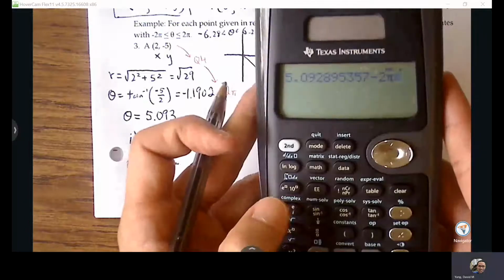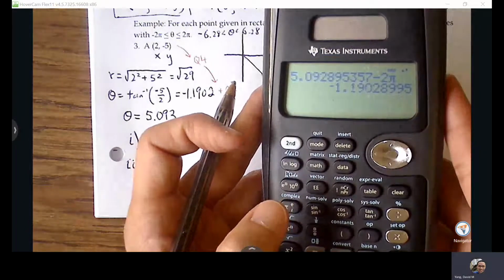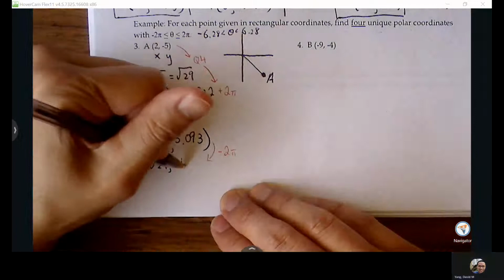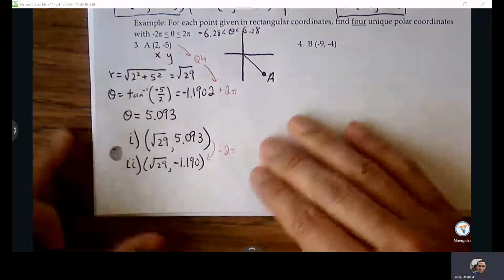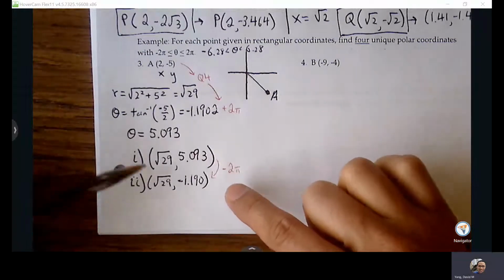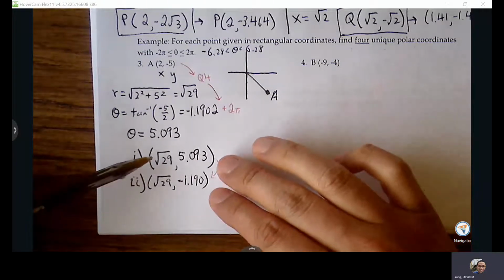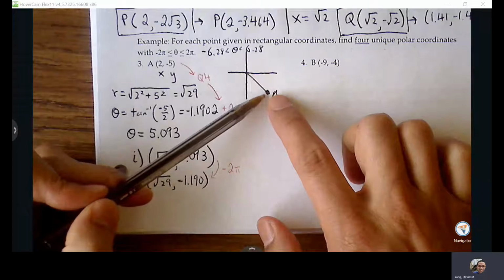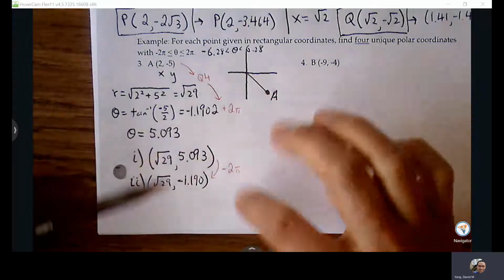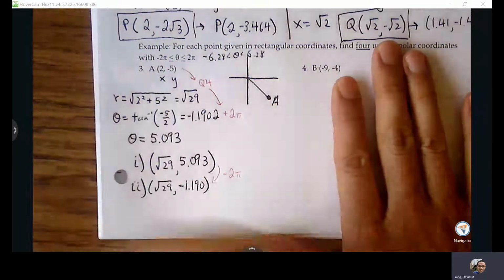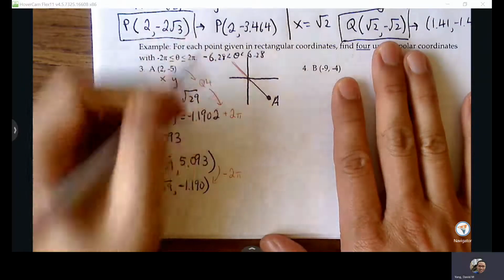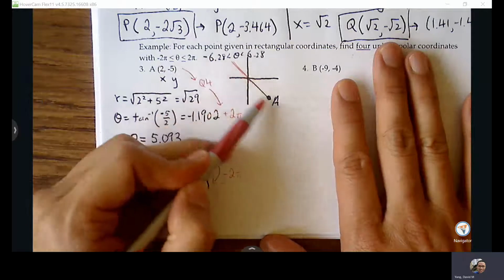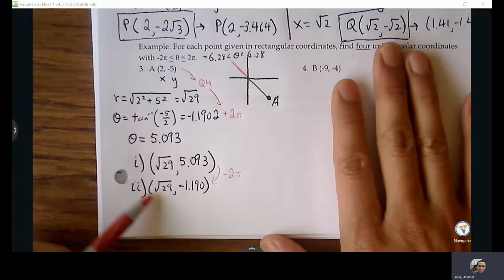Okay, minus 2 pi, negative 1.19. So we can create ordered pairs from the fourth quadrant's perspective, but we can also create ordered pairs from which other perspective? Second quadrant, right? So we can also find the second quadrant and then walk out away from the second quadrant and do negative radius, right?